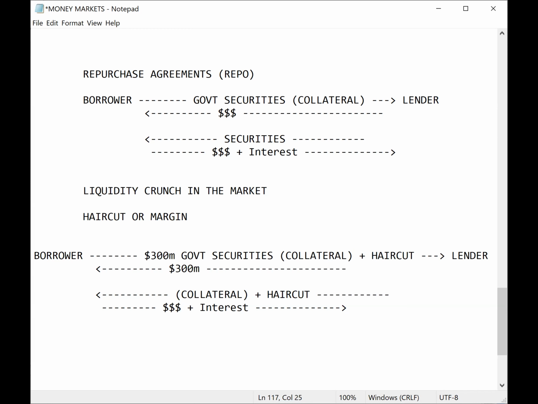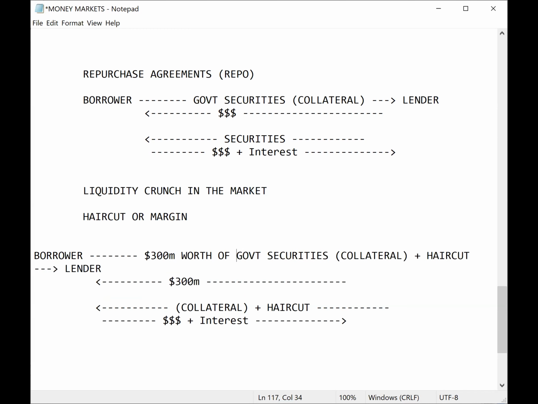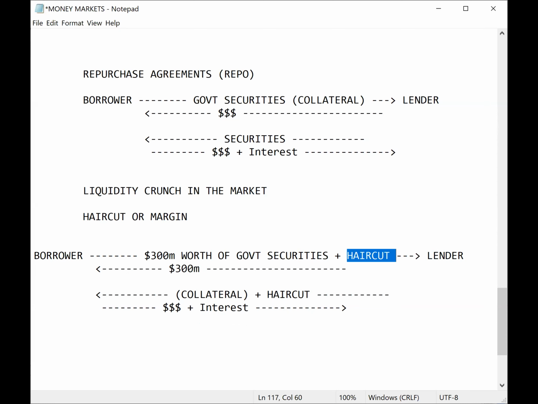So give us this plus also give us, let's say, $30 million in cash. If you give these two things to us, then only we'll give you $300 million in cash. Sorry, this will not be 3, this will be 30.